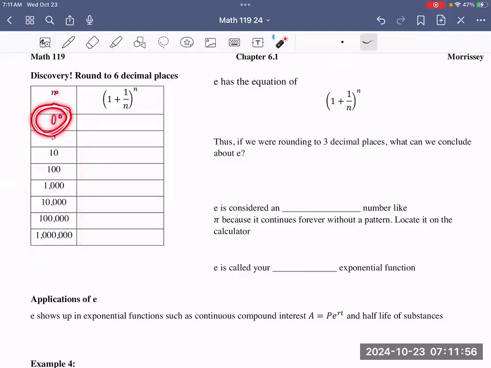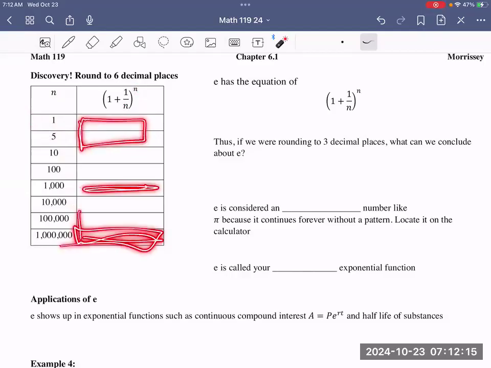So if we have n here, n being 1, we're going to plug in a 1 into these values. And then we're going to do a 5 and a 10 and a 100 and 1,000 and so forth. Now, you don't need to do all of them if you're working at it at home. I would just maybe do the first 2, maybe this middle one, and maybe this last 1 or 2.